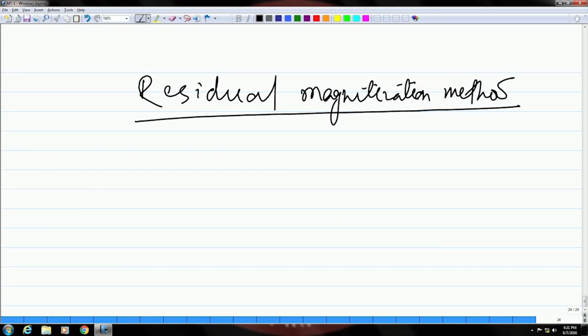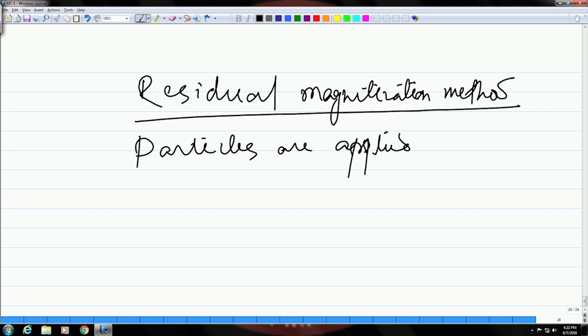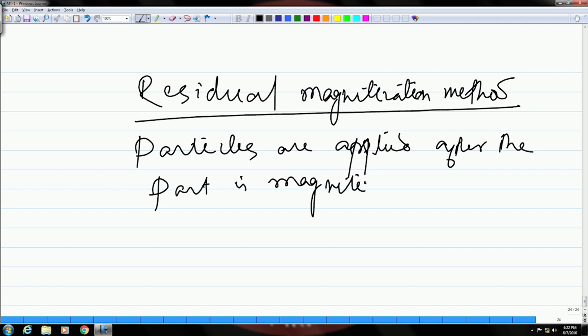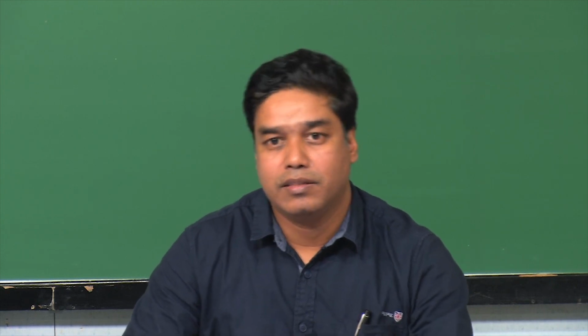So, in this case particles are applied after the part is magnetized. These are very similar methods, the only difference is that in one case the magnetizing current is on, and in the other case when you apply the particles the magnetizing current is not on.